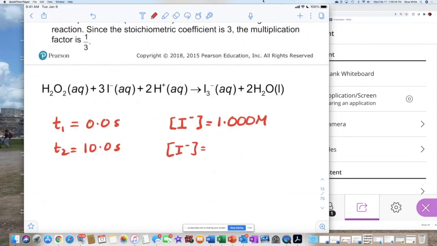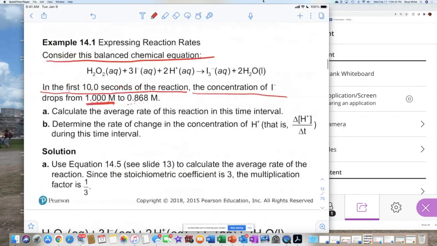I minus dropped to 0.868 molar. Now you can write this as time 1, time 2. I just write it as like 1 and 2, or initial and final. I don't want to complicate this, so I just say initial, final. Then maybe I can be consistent here. How about that? Initial, final. Okay. Yep.